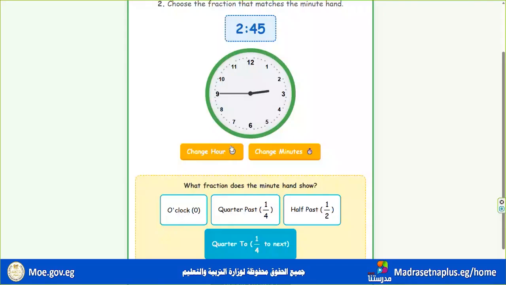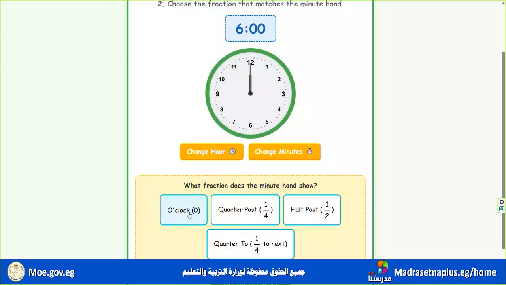Now, the two hands, I think, are in the correct position. We choose what? Quarter to. Let's check. Yes, right. Now let's get another one. 6 o'clock. Yes, this one exactly.